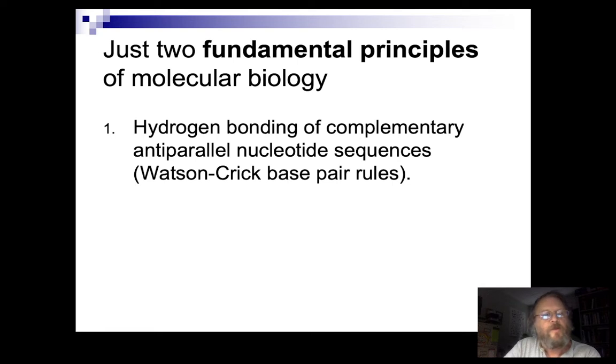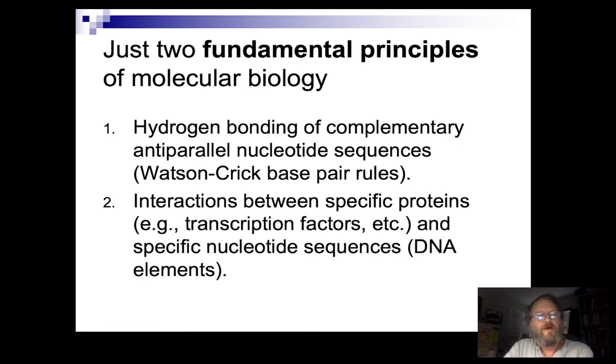So the other principle is the concept that proteins recognize specific DNA sequences. And in recognizing those sequences, those DNA elements, they affect their function. So transcription factors are famous examples of proteins that bind to and interact with specific DNA sequences. Okay, all right.